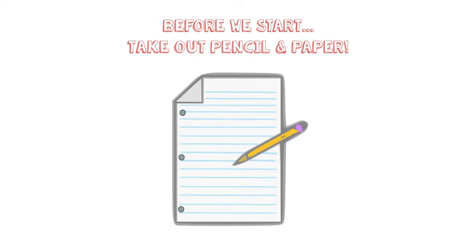Before we start, go ahead and take out pencil and paper so that you can follow along with me. Today we're going to look at completing the square. This is the process used to convert from standard form to vertex form of a quadratic.